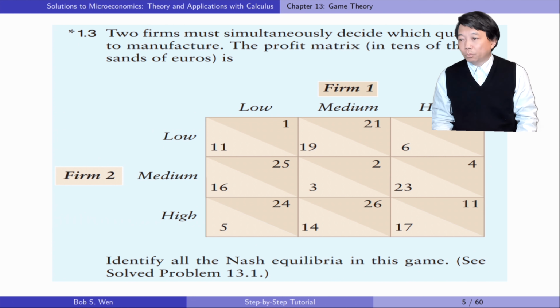Let's solve exercise 1.3. Two firms must simultaneously decide which quality to manufacture. The profit matrix is as follows. Identify all the Nash equilibria in this game.